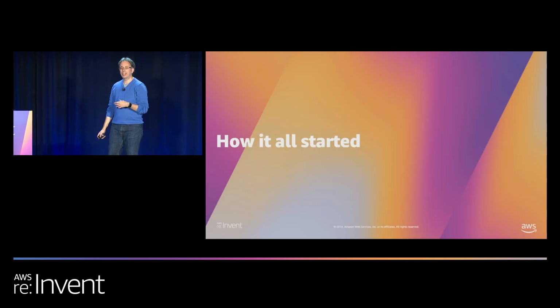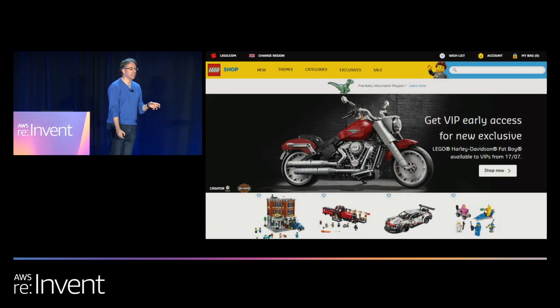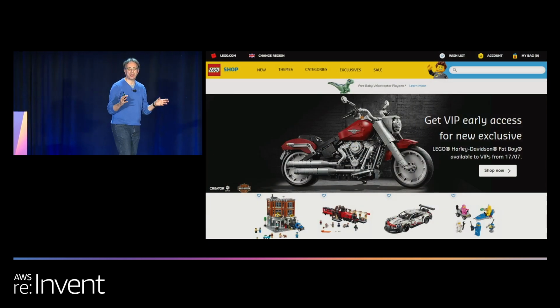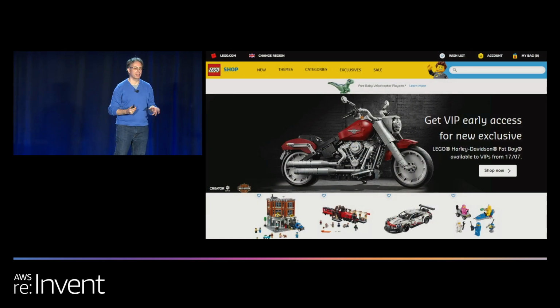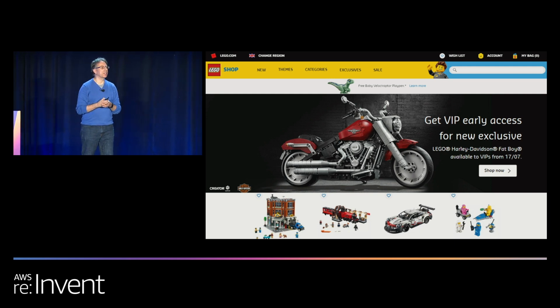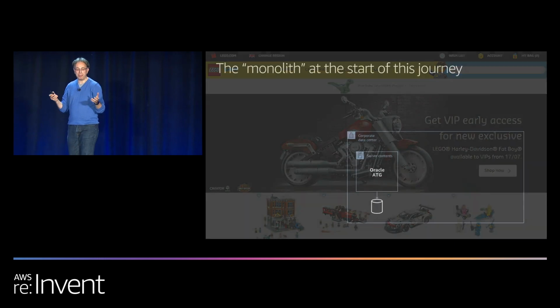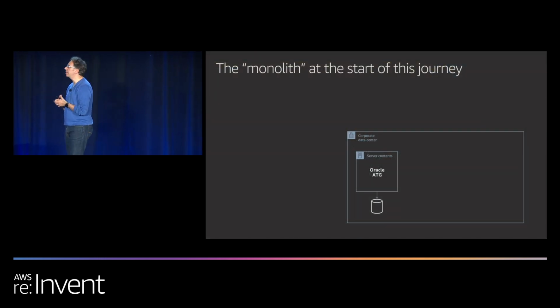So how did it all start in LEGO? First of all, we're talking about the LEGO e-commerce platform, the e-shop. This website, where maybe some of you spent some money, was, until a couple of years ago, designed as what we would call a monolith application.